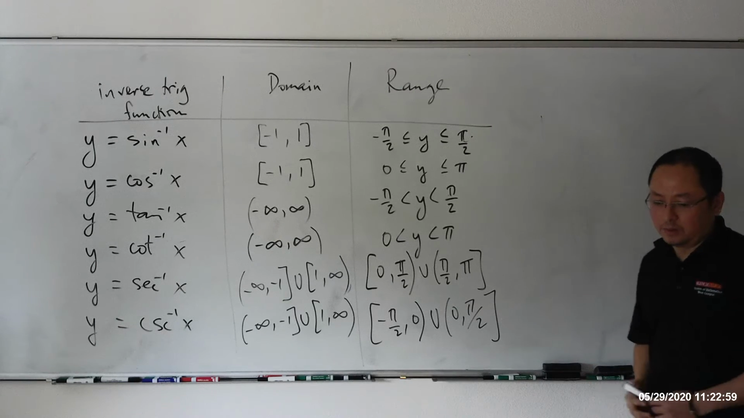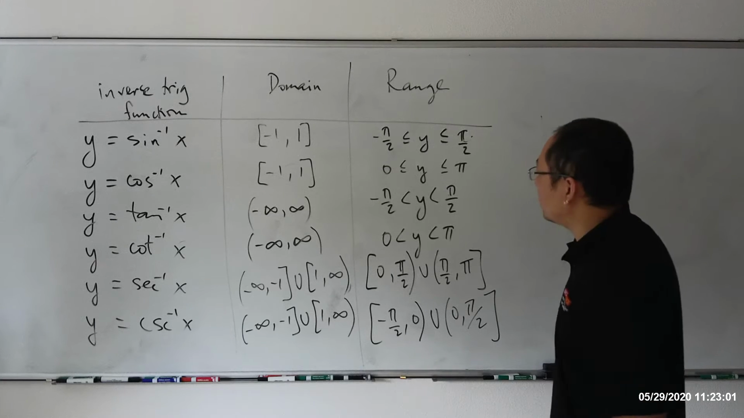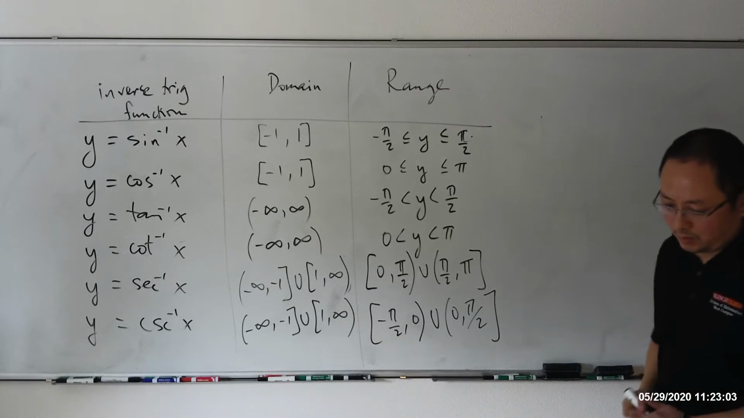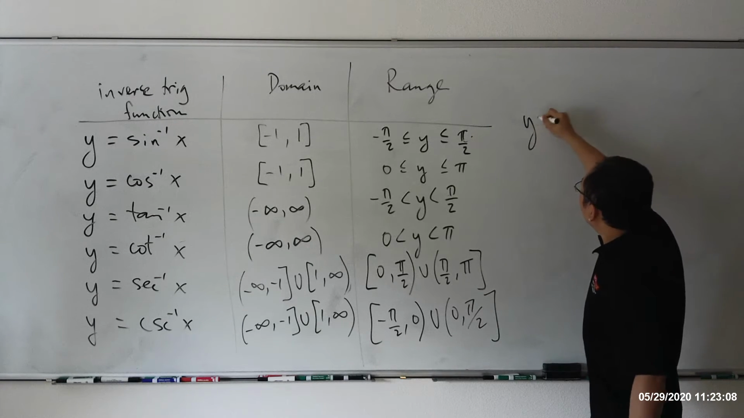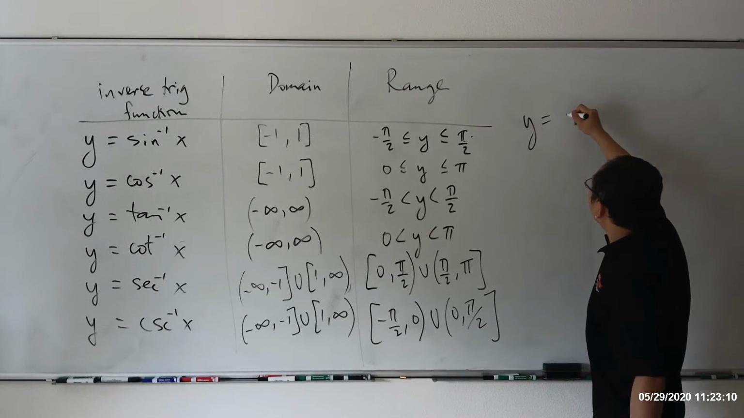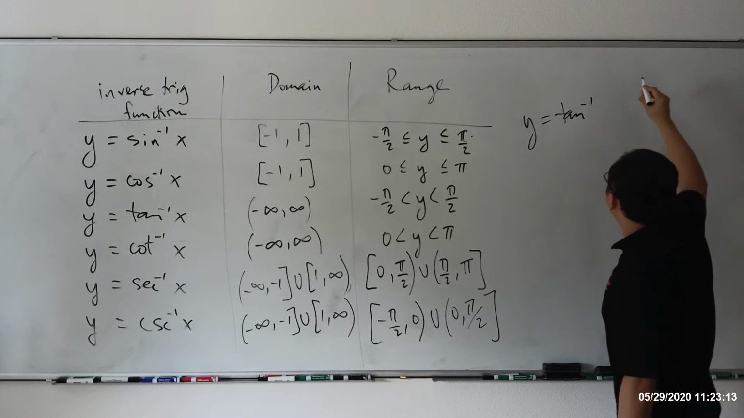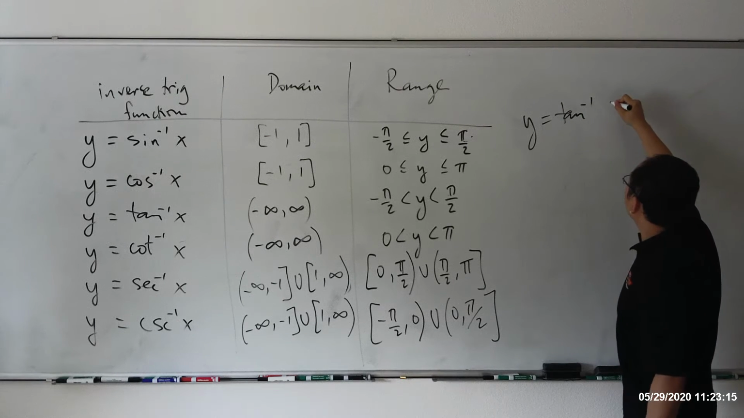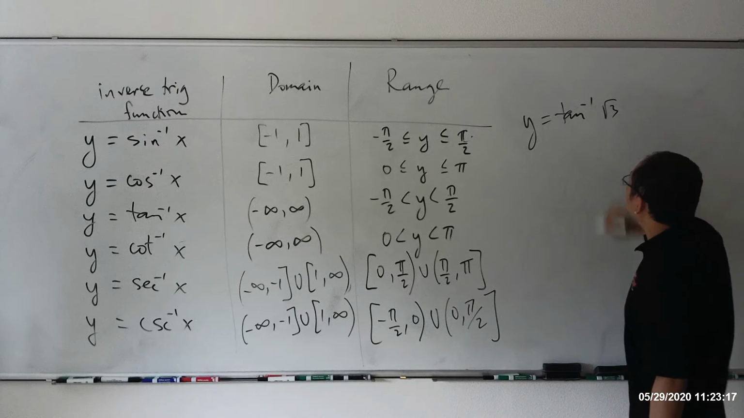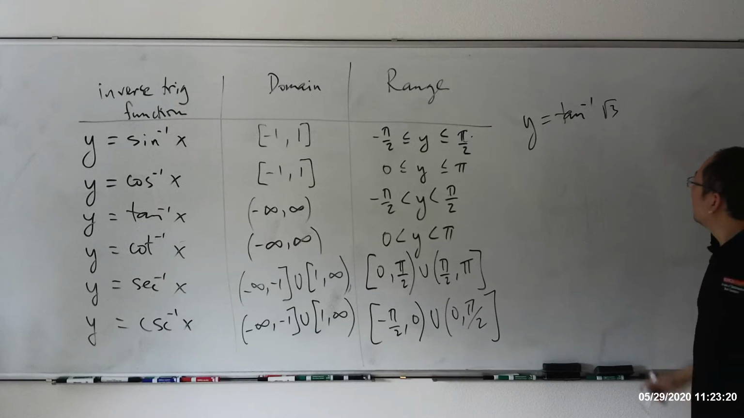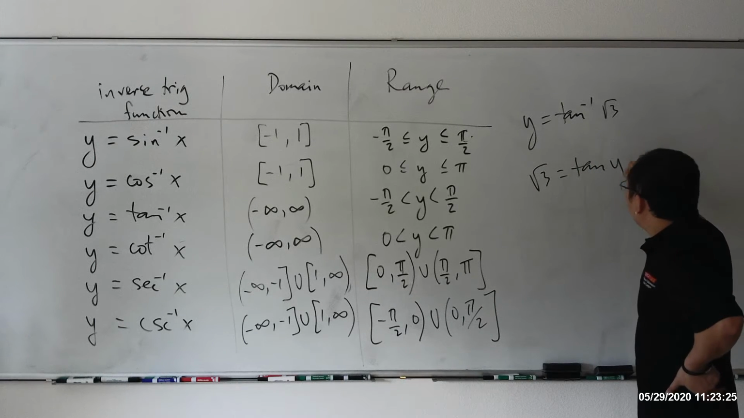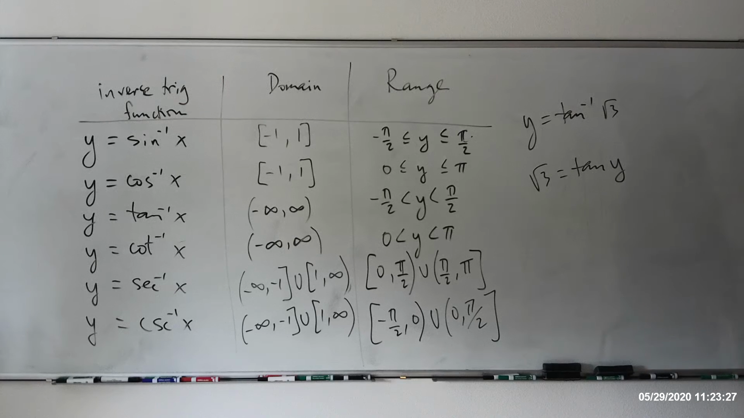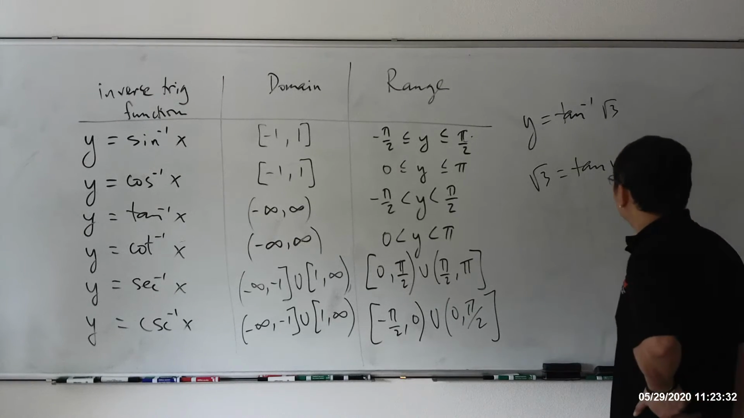Okay, so pretty much this is the end of the first section, but I think I should give you a couple of easy examples. So say you got y equal to tangent inverse of root 3. Can you solve for y? What does it mean by this? It means root 3 equals tangent of y, right? You ask yourself, what angle makes tangent equal to root 3?